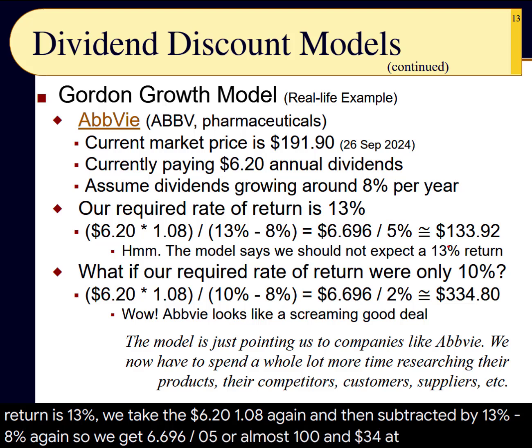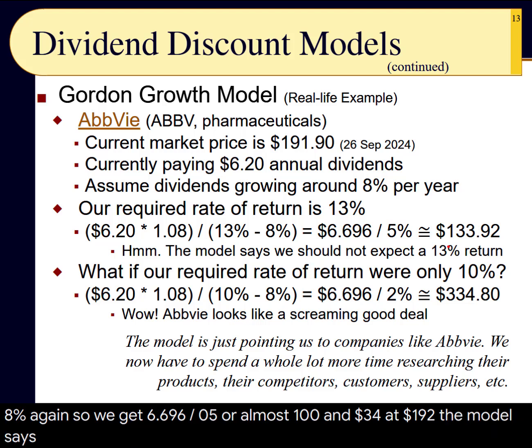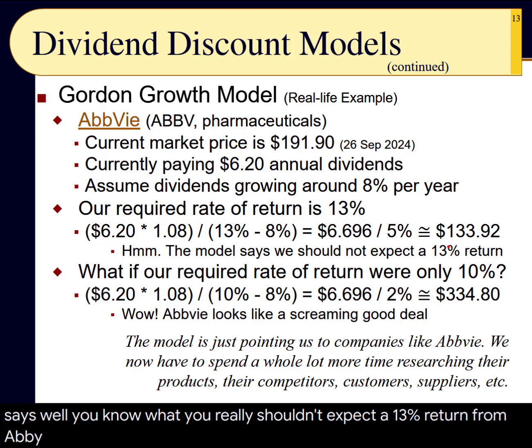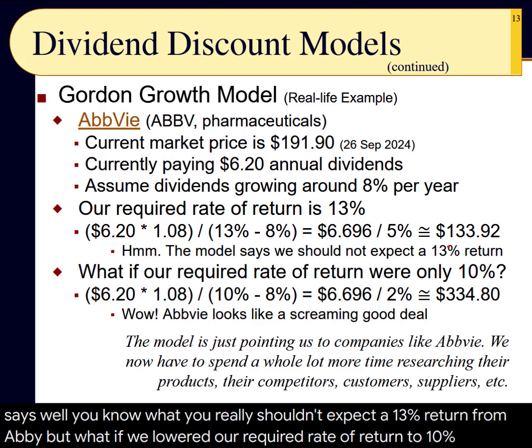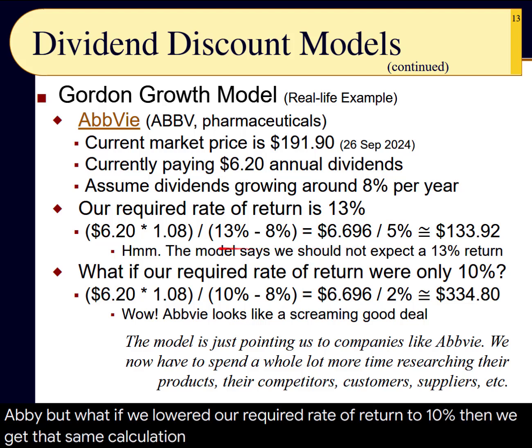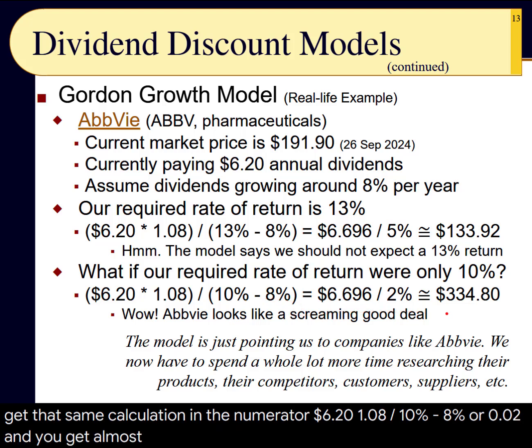at $192. The model says, well, you know what? You really shouldn't expect a 13% return from AbbVie. But what if we lowered our required rate of return to 10%? Then we get that same calculation in the numerator, $6.20 times 1.08, divided by 10% minus 8% or 0.02, and you get almost $335. So AbbVie looks like a screaming good deal.